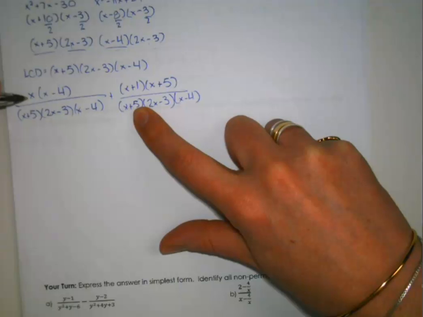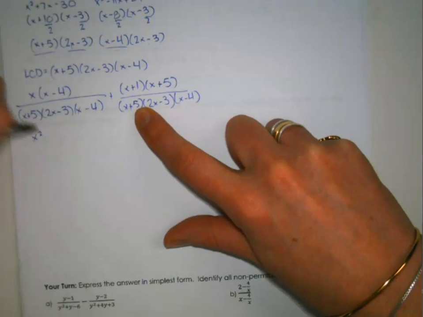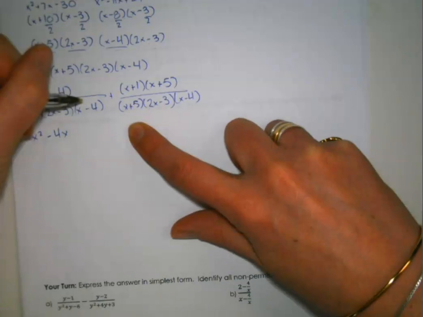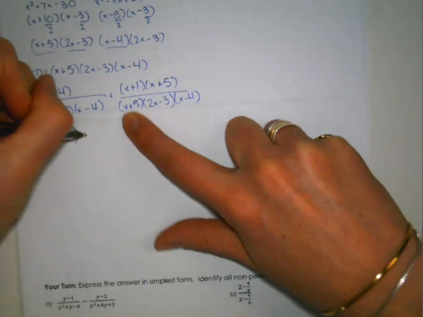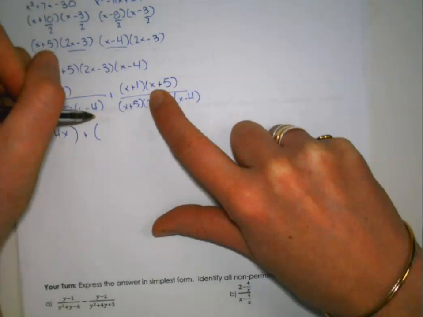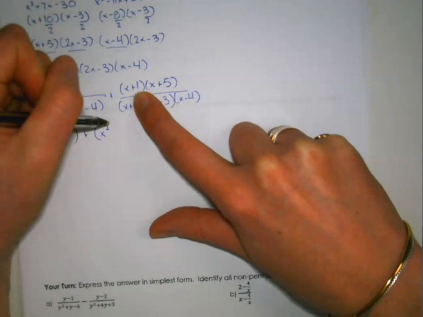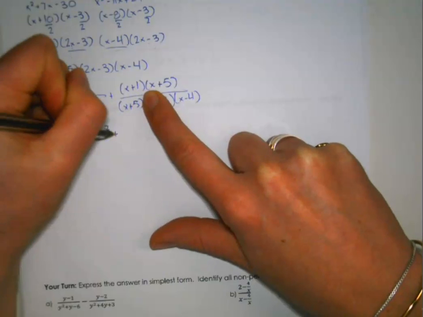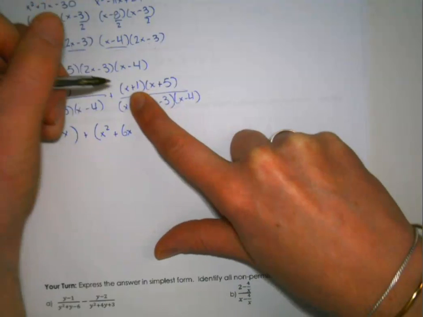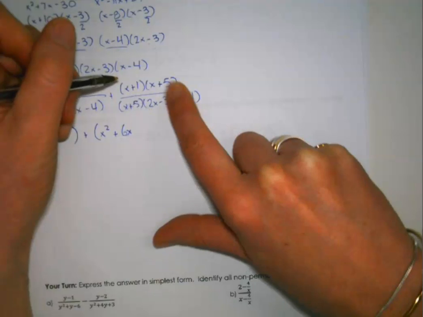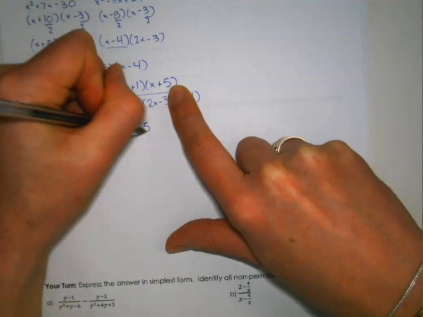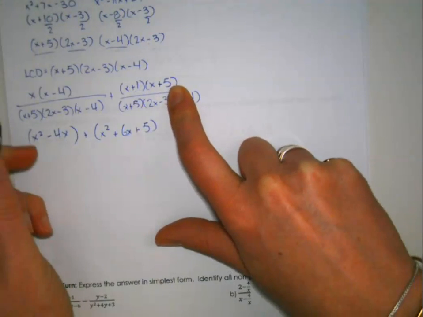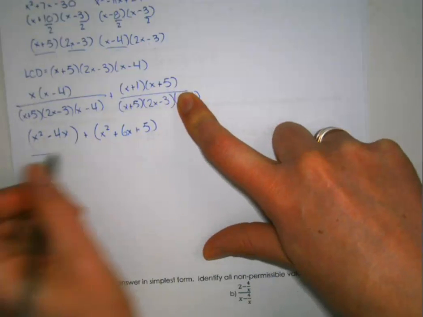So here we're going to have x times x is x squared. X times negative 4 is negative 4x. Plus, and then on this side we're going to have x times x is x squared. X times 5 is 5x, plus 1x is 6x. So I'm just going to combine those in one step. And then plus 1 times plus 5 is plus 5. So x squared plus 6x plus 5.